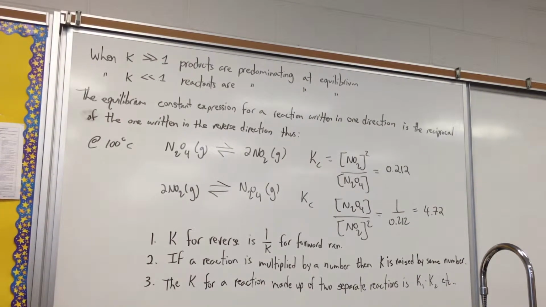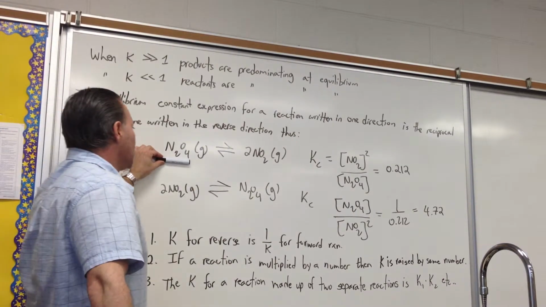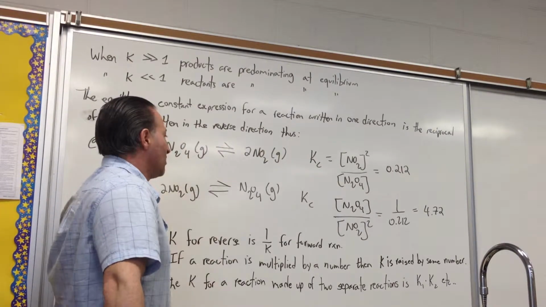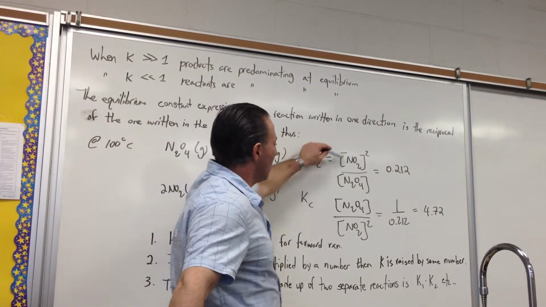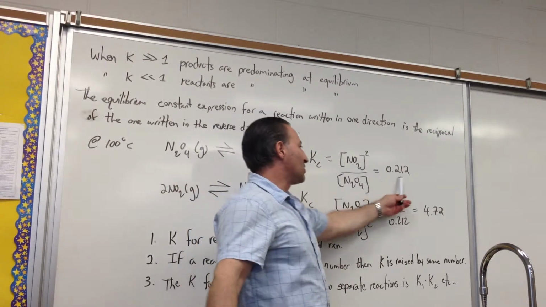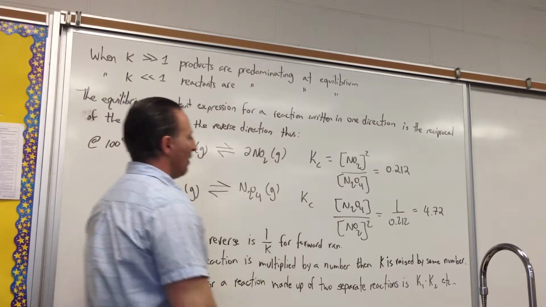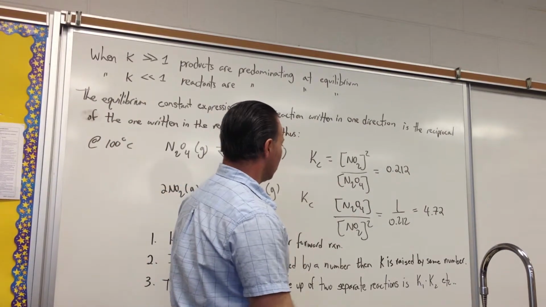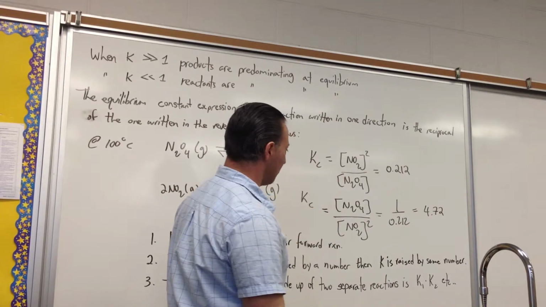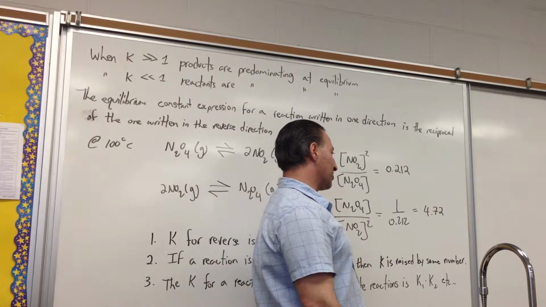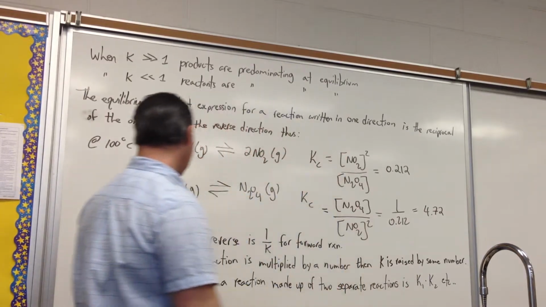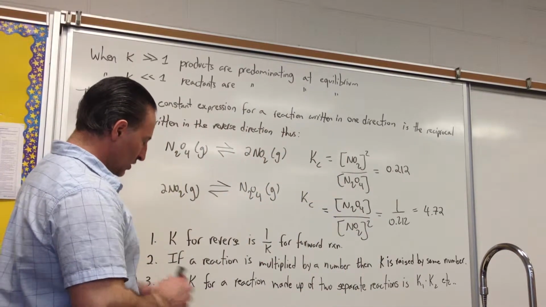The equilibrium constant expression for a reaction written in one direction is also the reciprocal of the one written in the reverse direction. So again, going back to the reaction we had at the beginning, dinitrogen tetroxide turns into nitrogen dioxide. Here's the Kc value for that reaction, and it works out to 0.212. If you were to write the reaction backwards, you would now have to write the Kc expression upside down, the opposite of the way you wrote it the first time, and therefore the numerical value is going to be the reciprocal, which is 4.72.